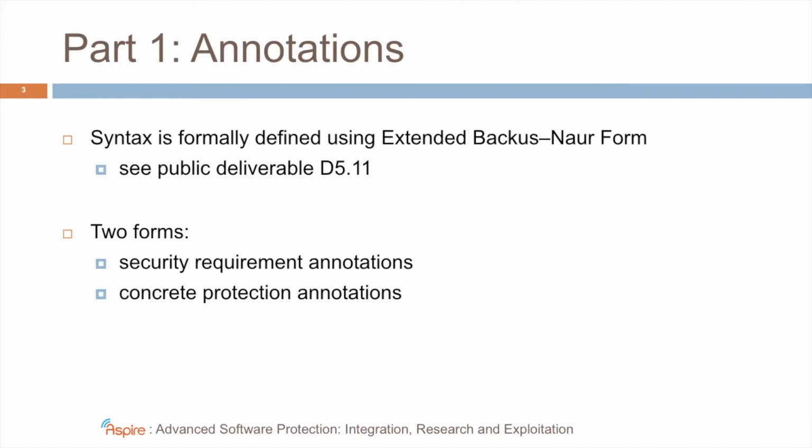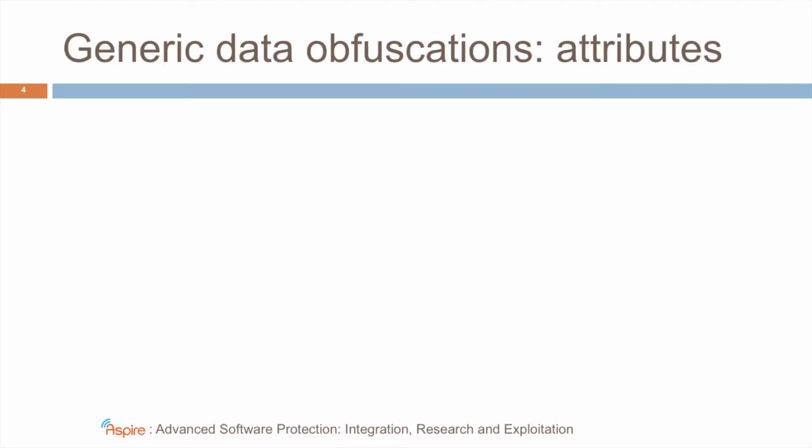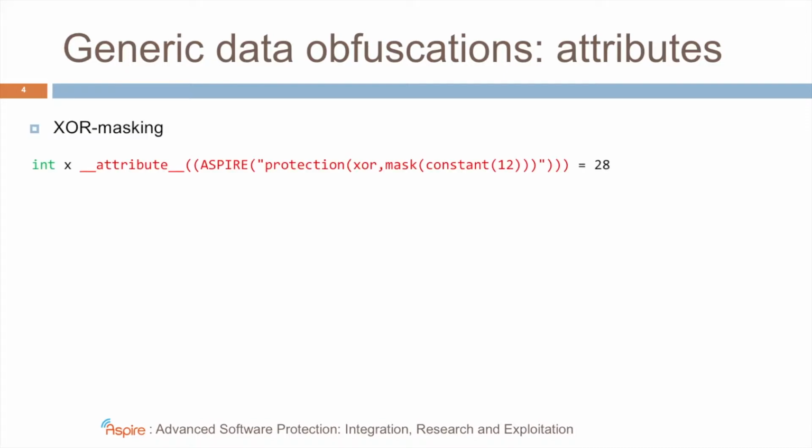Now, I will not discuss all the protection annotations in detail, but let's have a look at some examples, and let's start with generic data obfuscations. And for those we use attributes. For example, if you want to specify that a variable x should be protected with XOR masking, you can add this Aspire attribute that says that the protection should be XOR masking and that the mask value should be the constant 12. In this case, it's a static mask.